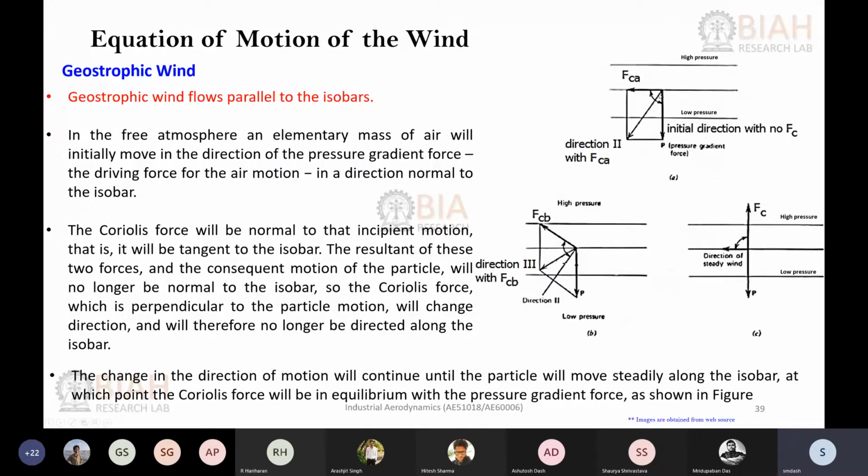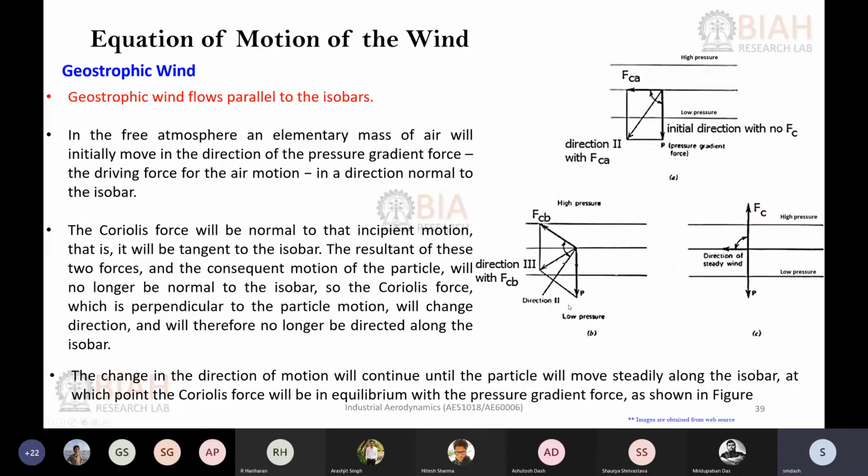At the earlier stage, since you have a pressure gradient, wind starts to flow from high to low, but because of the effect of the Coriolis force, it starts to deviate from this direction and makes an angle. Gradually it continues to move until the Coriolis force is balanced by the pressure gradient force, which is shown here, and the wind flows along this direction.